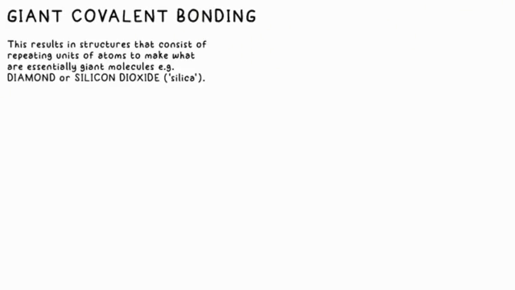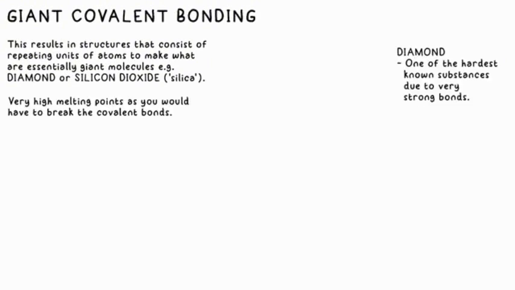Giant covalent bonding is similar to the lattice nature of ionic compounds. Atoms form covalent bonds to other atoms, which form bonds to other atoms, and so on, until what we have in effect is one giant molecule. Diamond is an example of this. It's a crystal of carbon atoms bonded to each other. That's why it's so hard and has such a high melting point. You would have to break the covalent bonds in order to do that, and they're incredibly strong.